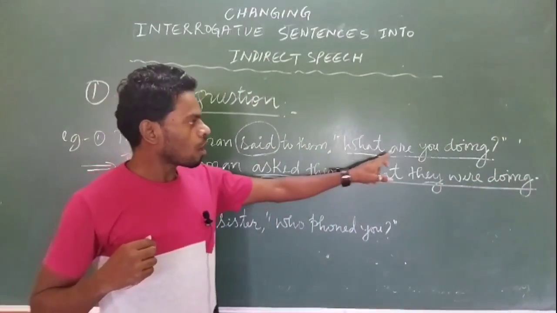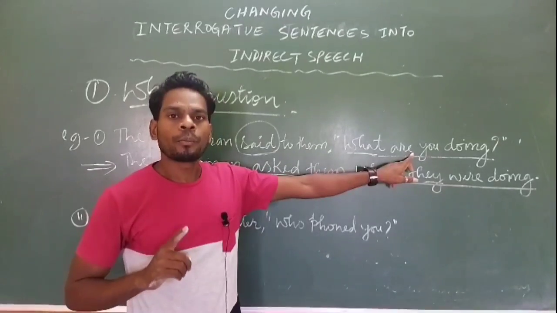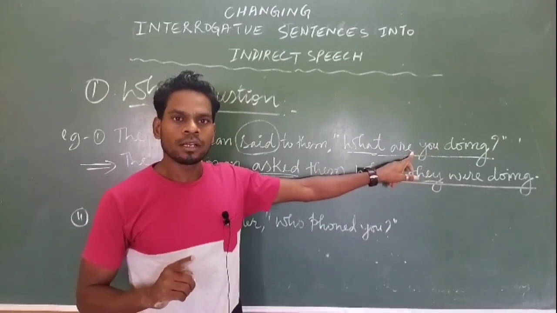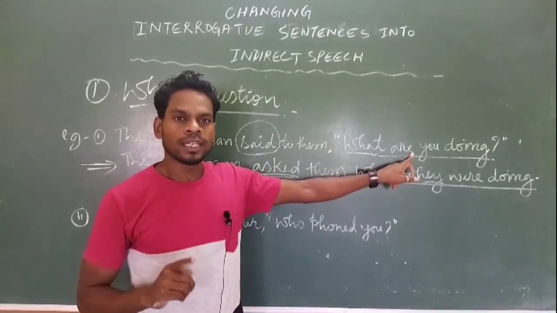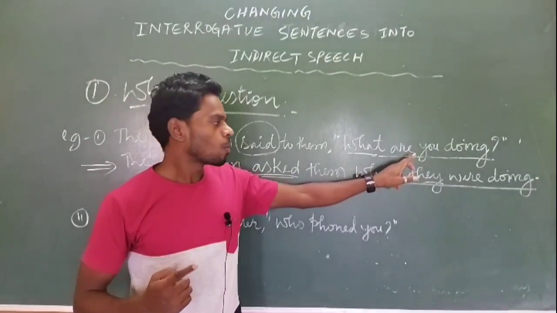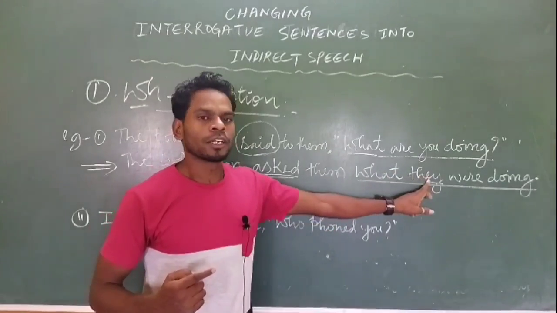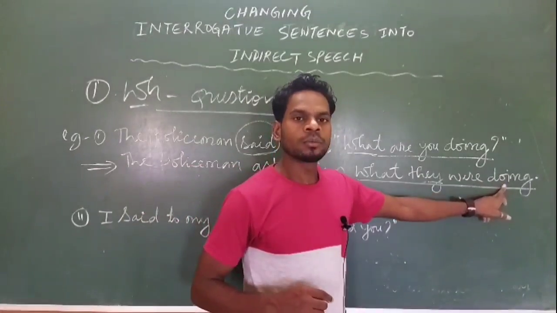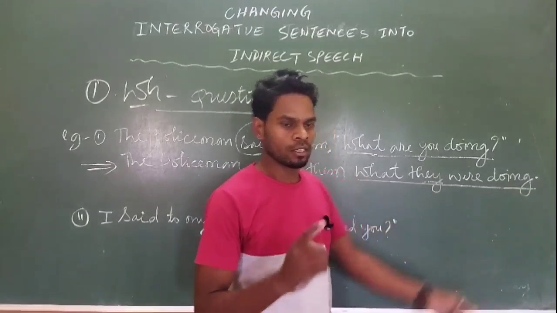This "what are you doing" is in the present continuous tense, and according to the rule, when you change direct to indirect, present continuous changes into past continuous tense. So here, they were doing is past continuous tense.